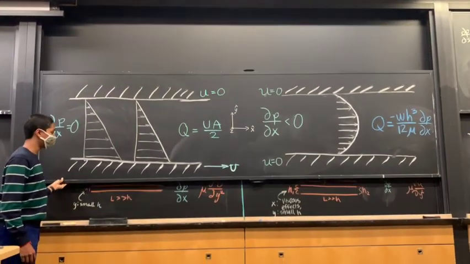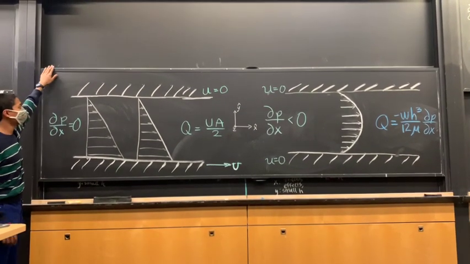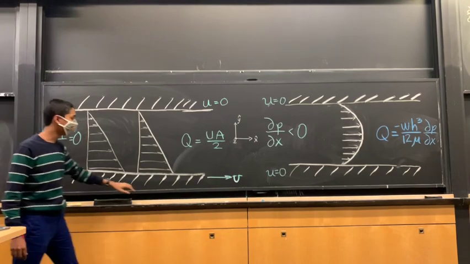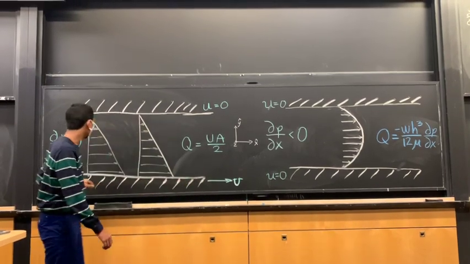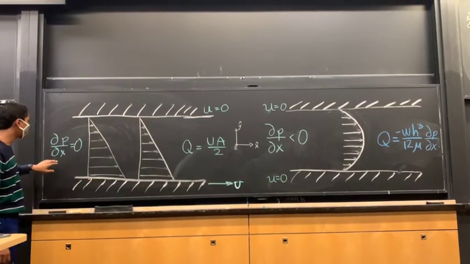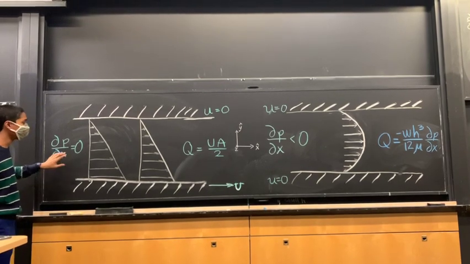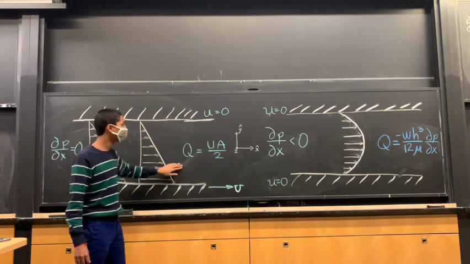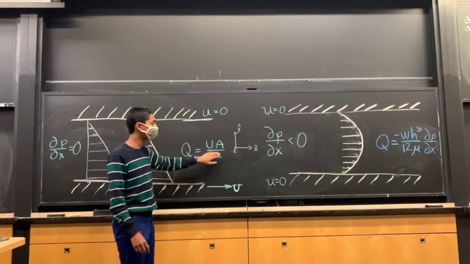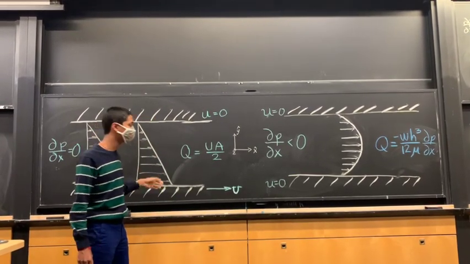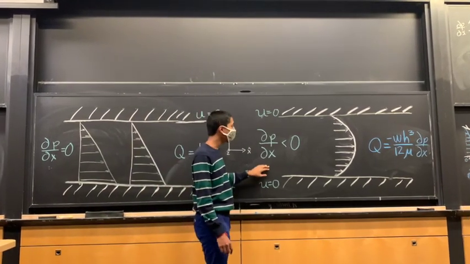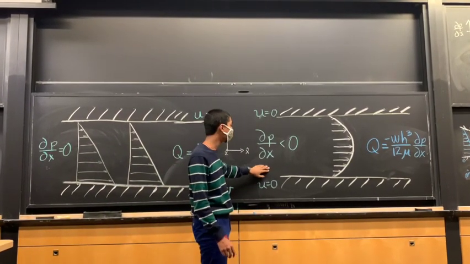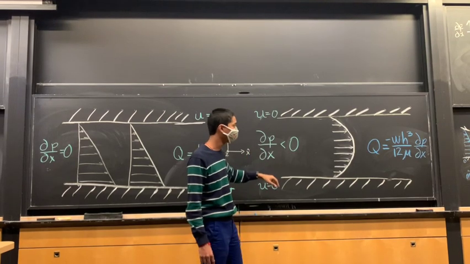Now, for the first flow, which is a Couette flow with the bottom plate being driven at a velocity of U, we have a linear velocity profile and a constant pressure, so a pressure gradient of 0. The volumetric flow rate in this case is U times A over 2 because the average velocity is simply half of U.